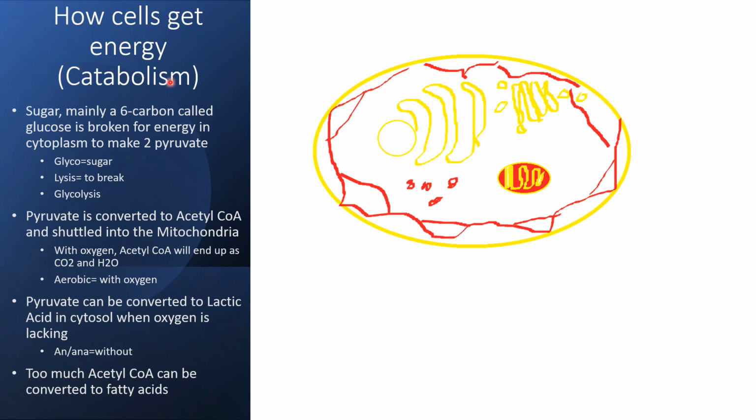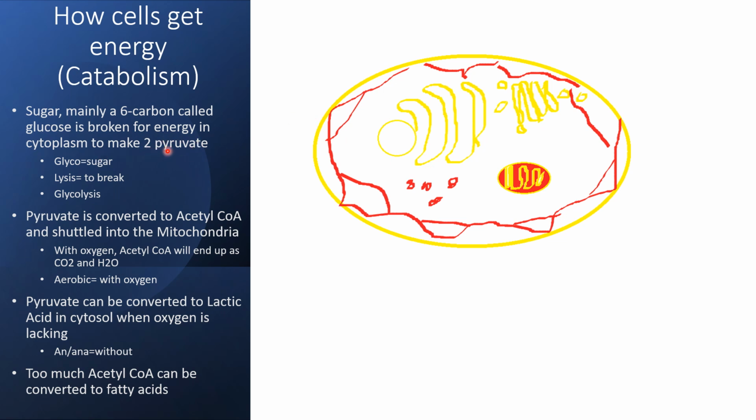Now, I talked about catabolism, and that's how the cells get energy. And I want you to pay attention to certain words. For instance, sugar. The sugar that we tend to use is a 6-carbon sugar called glucose, and it's broken down for energy in the cytoplasm. Cyto usually means bag, so cytoplasm is bag fluid. It's a fluid inside the cell.